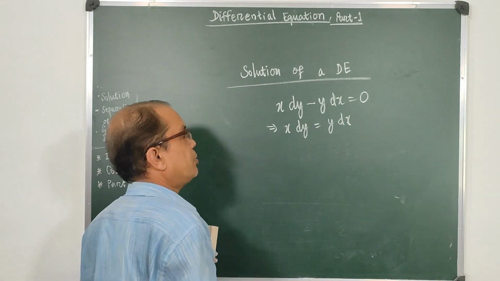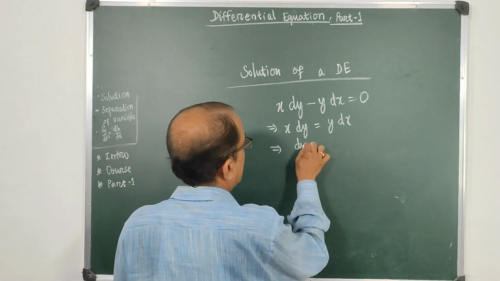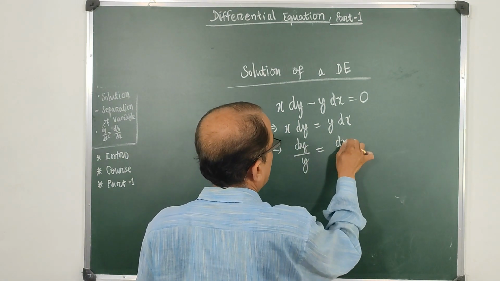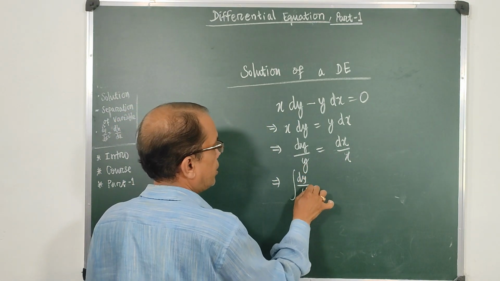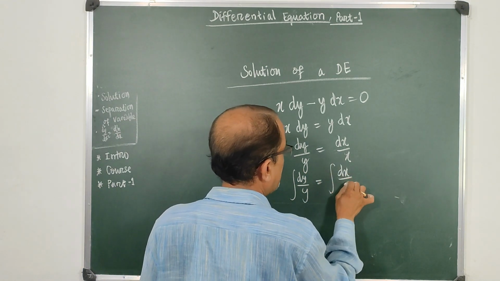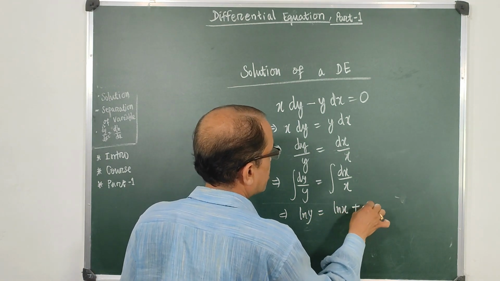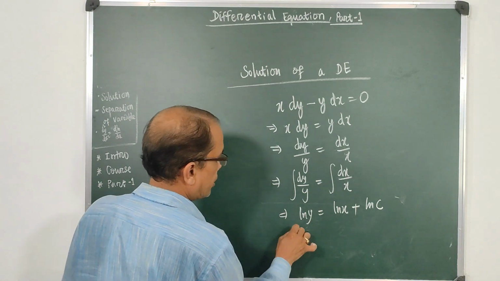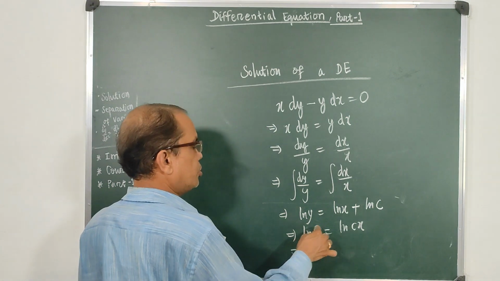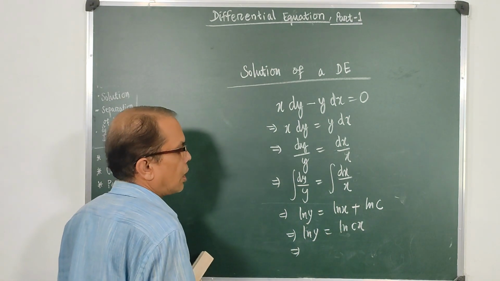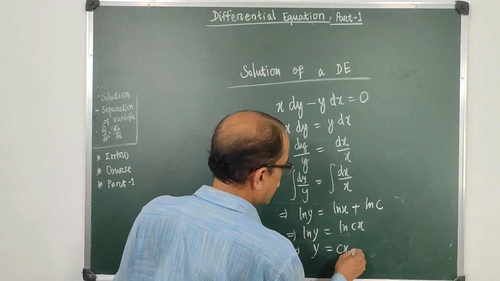Now if we separate the variables, meaning we take the y to one side and x to the other side, then we can write this as dy upon y is equal to dx upon x. Now it is easy to integrate both the sides. We have integration of dy by y is equal to integration of dx by x. That means ln y is equal to ln x plus ln c, so that we have ln y is equal to ln cx. If we take the anti-logarithm, then you get y is equal to cx. This is the solution.